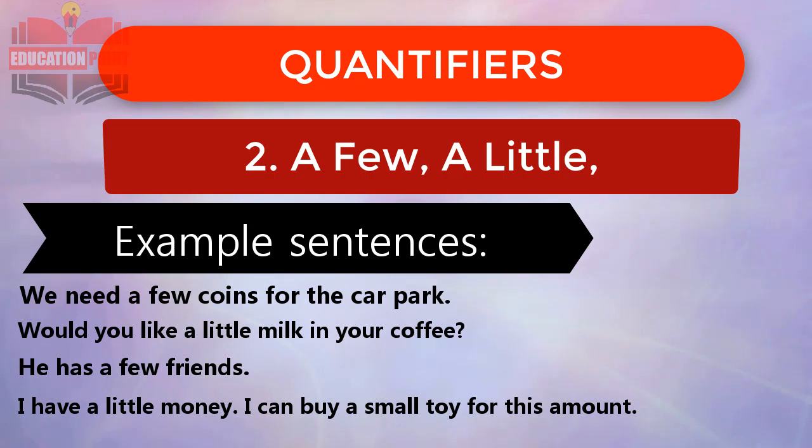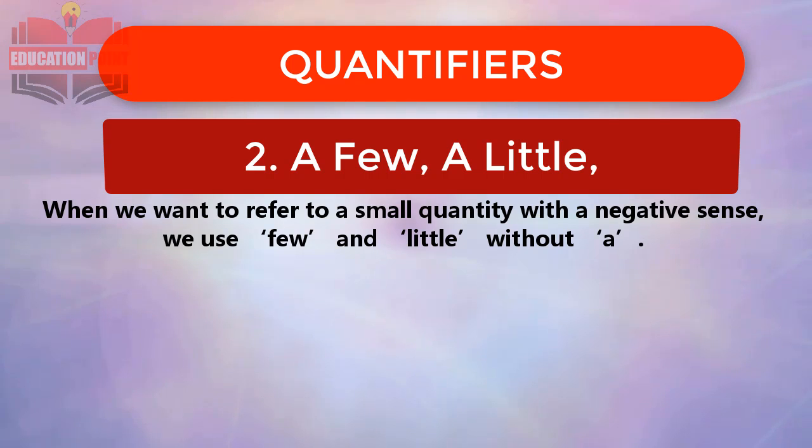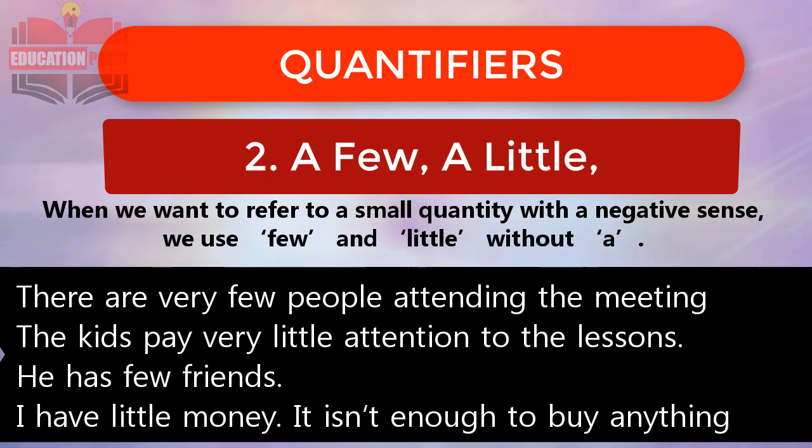So as I was saying, there is a difference when you use a few and few, a little and little, right? So when we want to refer to a small quantity but with a negative sense, when we have a negative thought in mind and we want to convey that, we use quantifiers without an a, right? So there are very few people attending the meeting, right? So let's see a difference here. Let's see a few sentences which can explain this thought better.